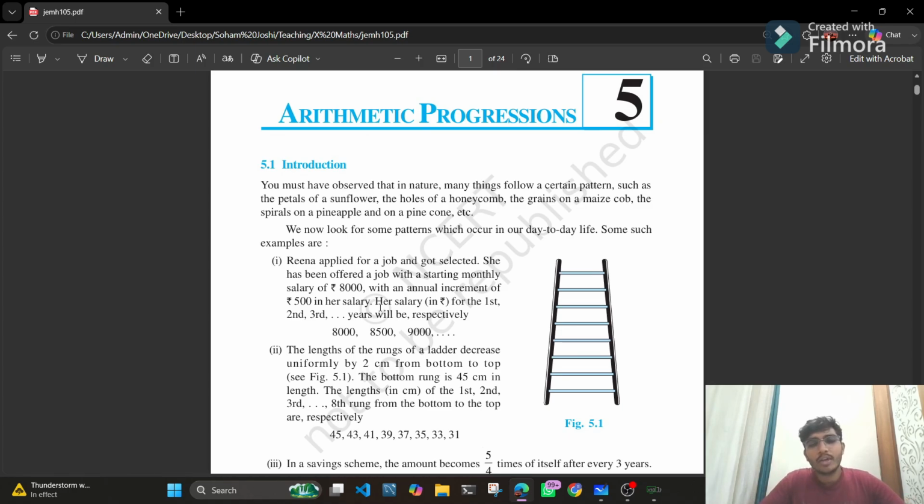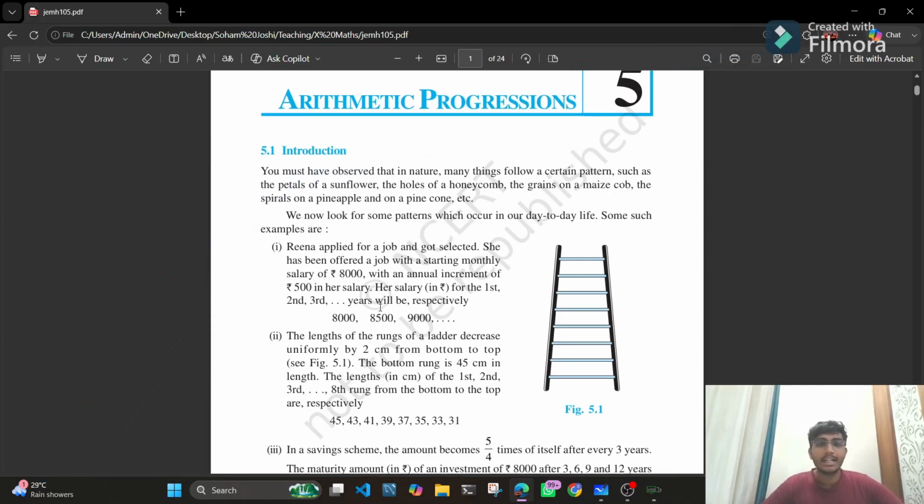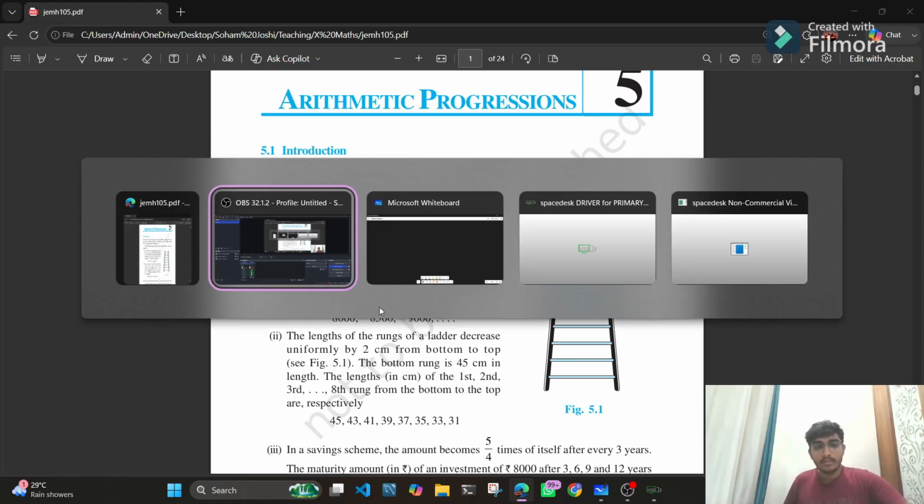So in day-to-day life, you have noticed some patterns, maybe in terms of salary. If I have joined a company for some salary, let's say 1,000 rupees per month. For the first year my salary would be 1,000 per month, and then for the second year it would be 2,000 per month, and for the third year it would be 3,000 per month, and so on up till the 10th year. Okay, so can we notice?